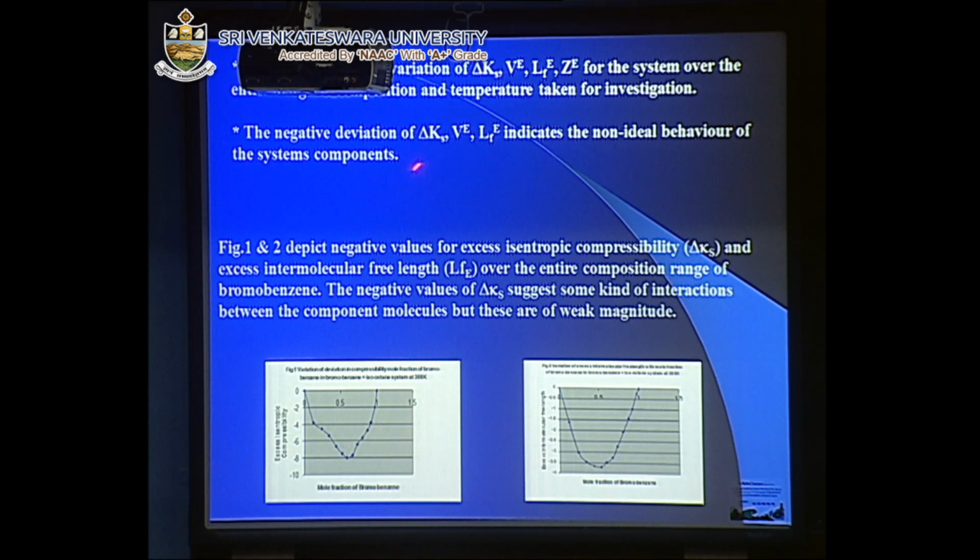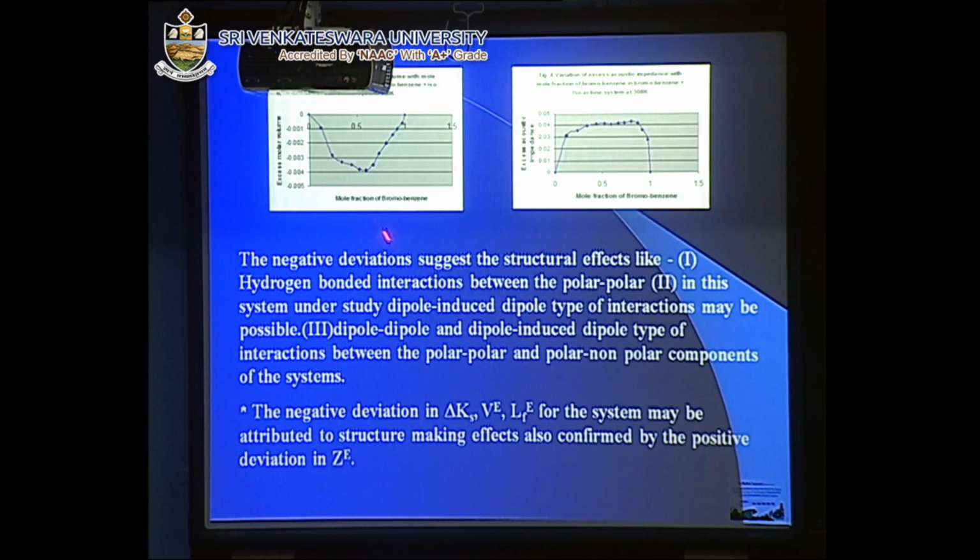Similarly, isentropic compressibility is also calculated. Free length, excess free length is also calculated. Excess free volume is a very important property, and the variation with concentrations is shown here, and these depict negative values for excess isentropic compressibility and excess intermolecular free length, and they suggest some kind of interactions between these, but they are of weak magnitude because of the sign and magnitude. Sign is negative, this means interactions are there, but the magnitude is less, that means weak interactions are there.